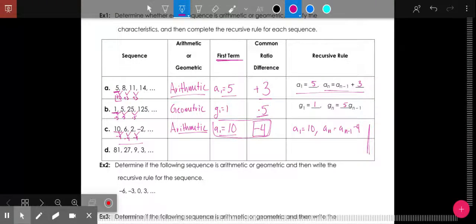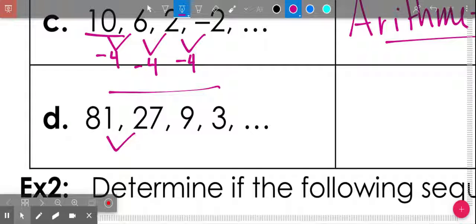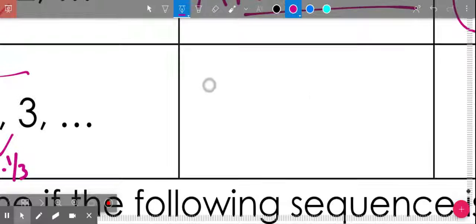All right, last one. So to go from 81 to 27, we're subtracting a lot, but then we'll notice that that's not going to work for the rest of them. So that means we have to look at what we can multiply by. Since our numbers are getting smaller, that means we're multiplying by a fraction. So to go from 81 to 27, we're actually multiplying by 1/3. 27 to 9, we're multiplying by 1/3. And 9 to 3, we're multiplying by 1/3. Since we are multiplying by the same thing every single time, that's geometric.